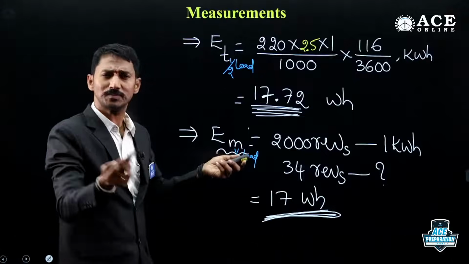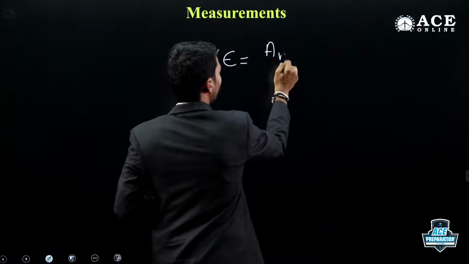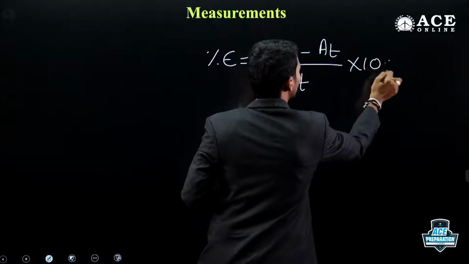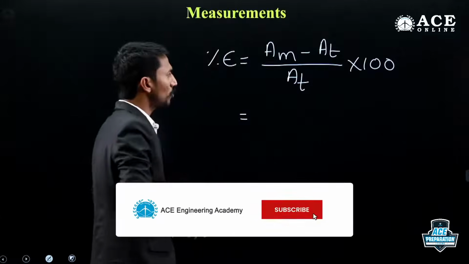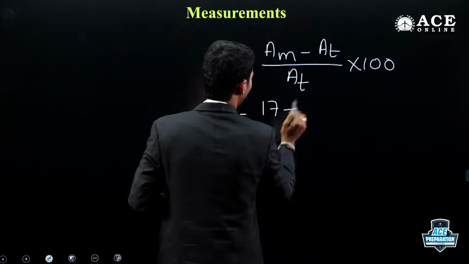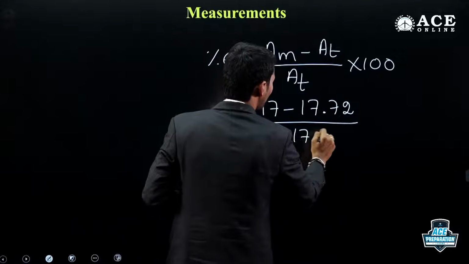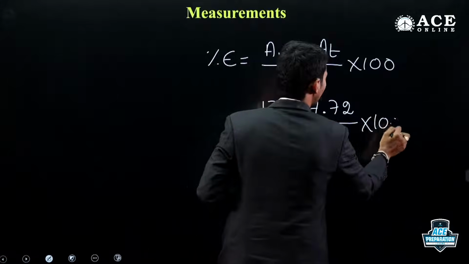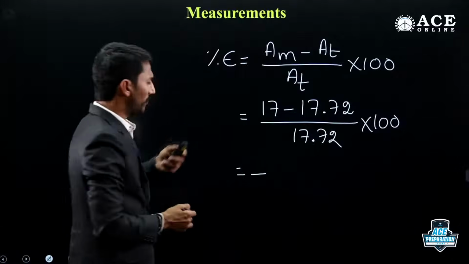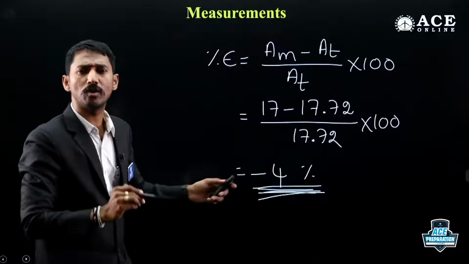Now, if you understand these concepts, so normal formula. What is that? Percentage error is equal to AM minus AT by AT into 100. What is this? Kindly concentrate. AM, 17.72 minus AT, by AT, into 100. Sir, small value minus large. Yes, minus. If you simplify this, approximately minus 4%, 4 point something, approximately 4.